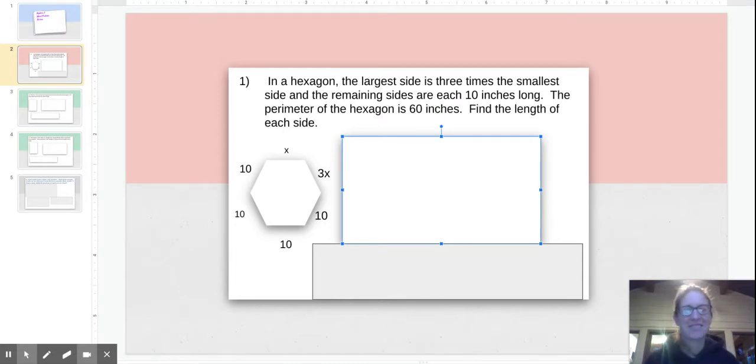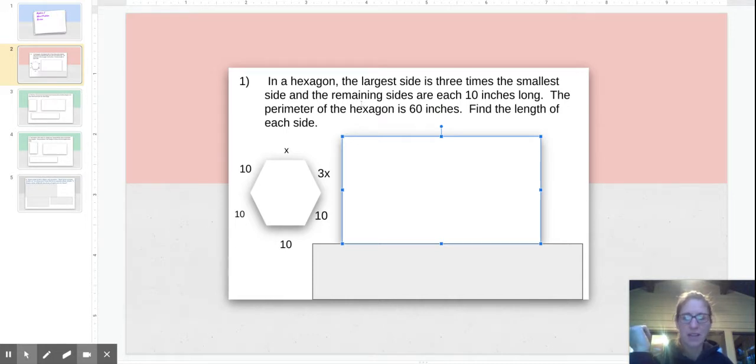So in the perimeter problems, we're always going to be given a shape. It's a good idea to draw the shape. Then we're going to be instructed about how to label the sides. And then we'll be told the perimeter. And for all of these problems, you're going to add up all of the sides. If there's six sides, add up six of them. If it's a rectangle, make sure you add up four. And you're going to set that sum equal to whatever the perimeter is. Solve for x, and then tell what the side lengths are.